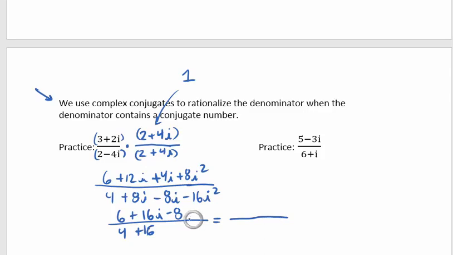All right, so in the numerator now, I have 6 minus 8, so that's going to give me negative 2, and I write the real number first, plus 16i. And now in the denominator, I have 4 plus 16 to give me 20. One more step here. I can simplify this guy. Notice these are all even numbers, so I could divide a 2 out of every one of these things. So this would be negative 1 plus 8i divided by 10. And there's my final simplified answer.